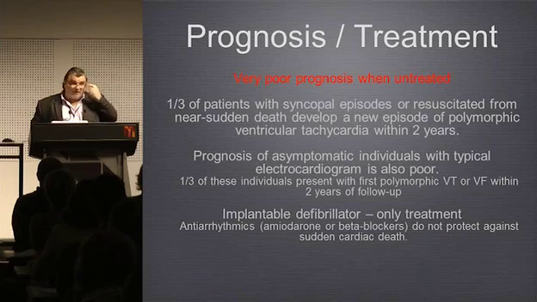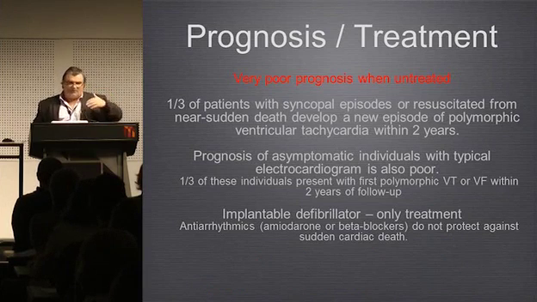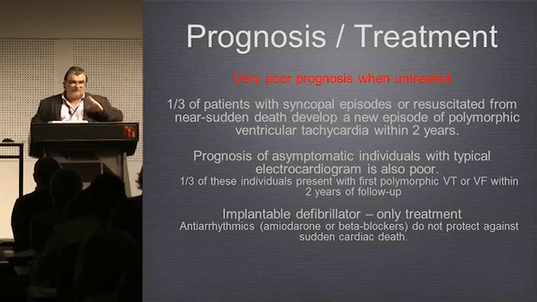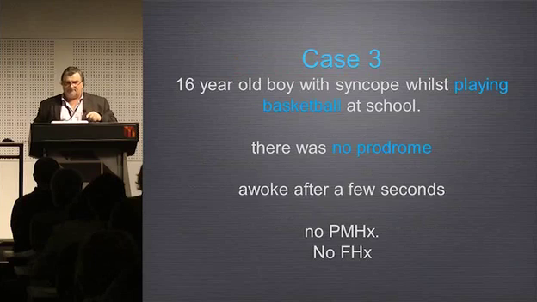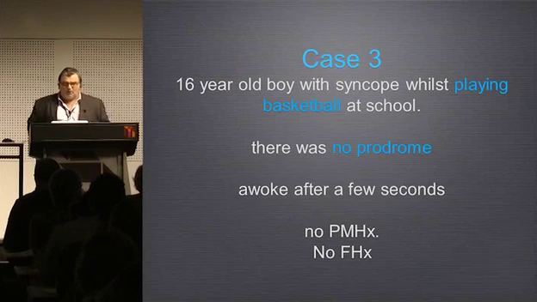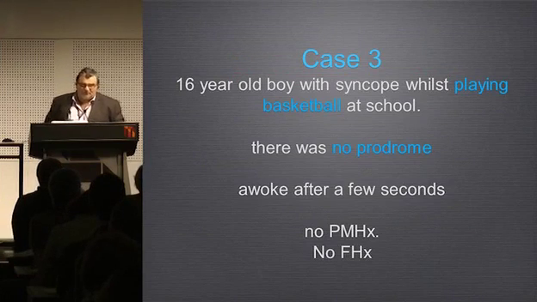It's got a very poor prognosis when it's untreated. A significant amount of these have it again. And the treatment is really a defibrillator. A lot of people talk about putting them on beta blockers, and that's a different type of Brugada. Okay? There's no evidence that they do anything for this type. This needs a defibrillator.